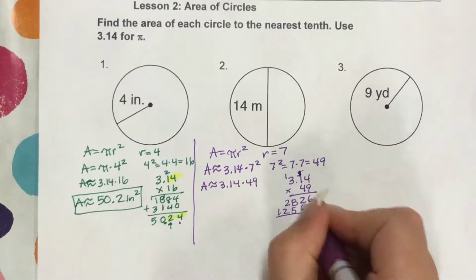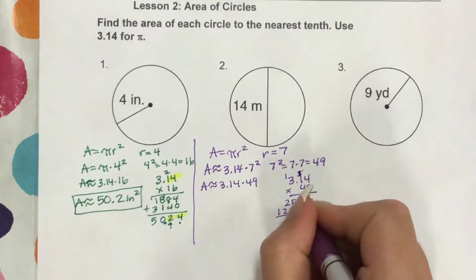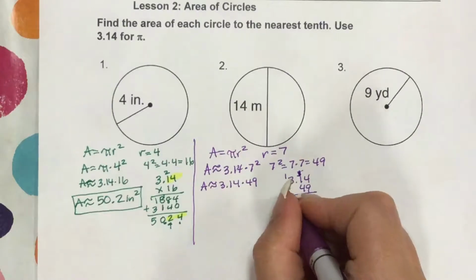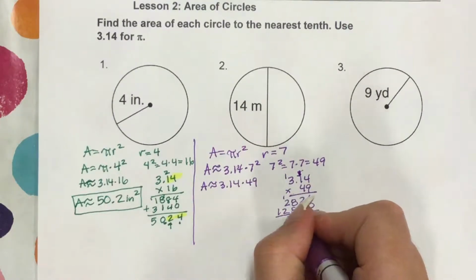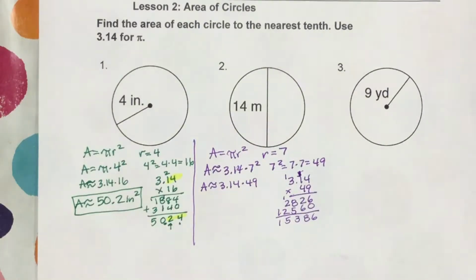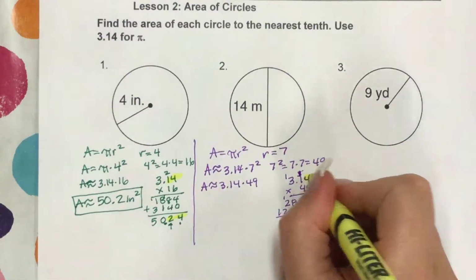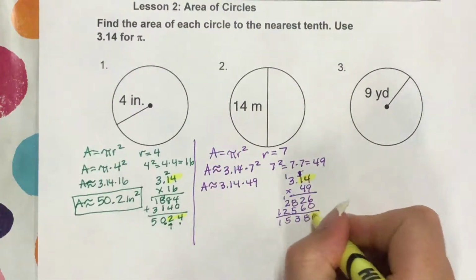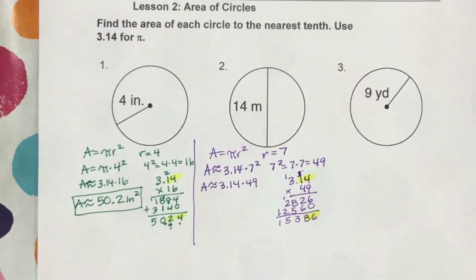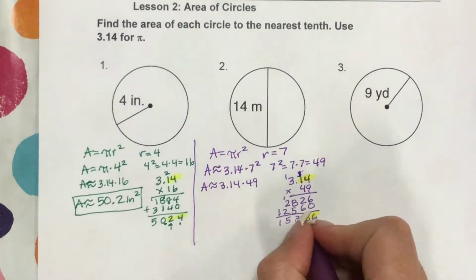6 plus 0 is 6. 2 plus 6 is 8. 8 plus 5 is 13, write the 3, carry the 1. 2 plus 2 is 4, plus 1 is 5, and then there's a 1. So now we're just going to figure out how many decimal places. There's 2, which means our answer needs to have 2 as well. So that's where we put the decimal right there.